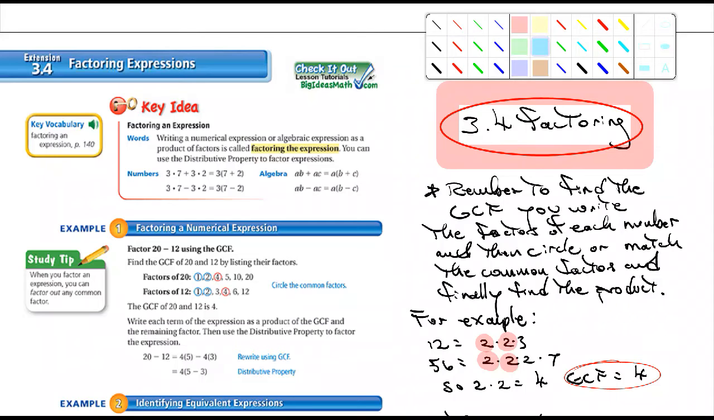Okay, so what page is it? 140. In this I just wanted to remind you guys, because you're going to be doing this. It says, remember to find the greatest common factor. You write the factors of each number. And we're going to do some of these. Like I said, we're going to do some of these. But right here, I'm explaining to you how to do it.